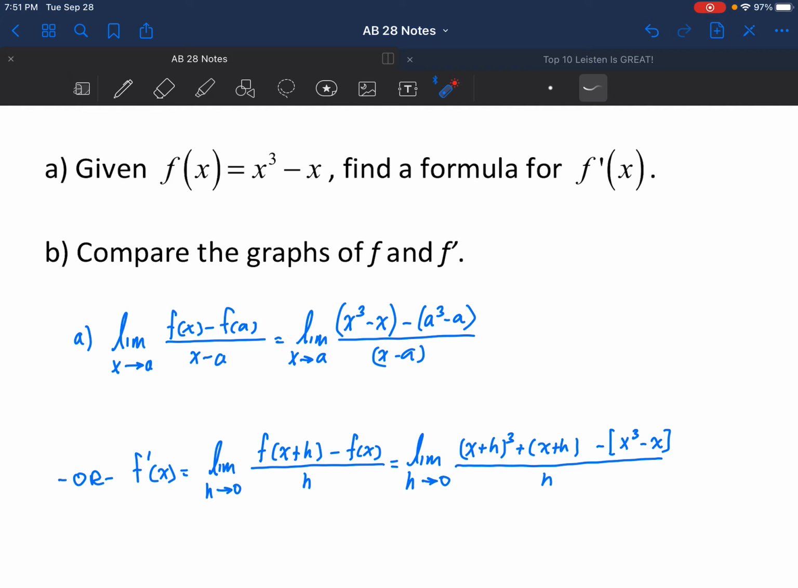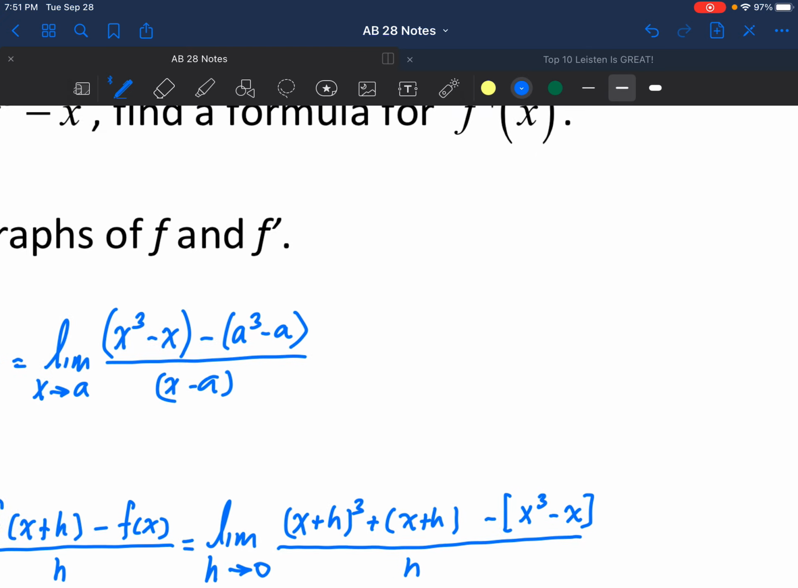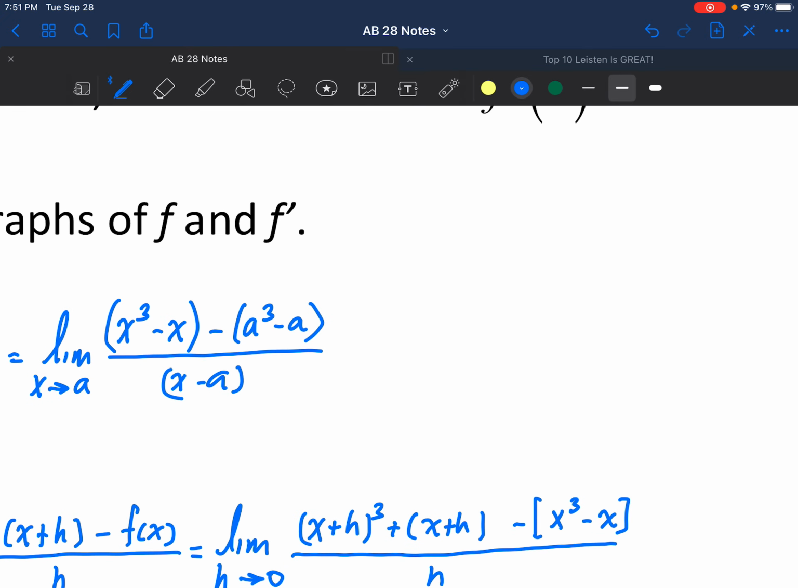We have two different methods that we've used so far. We have the x approaches a limit, or we have the h approaches 0 limit. Now, I've got these set up already. I'm going to keep on expanding these and then simplifying to take that limit as x approaches a. For the top, we've got f of x subtract f of a. I'm going to open those parentheses.